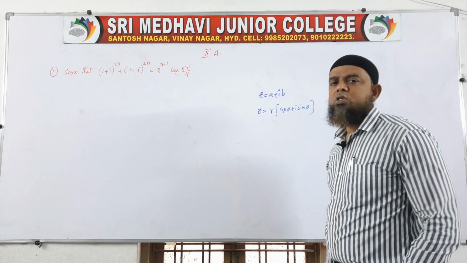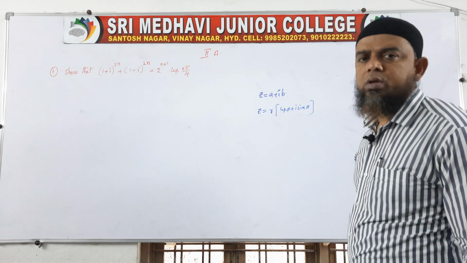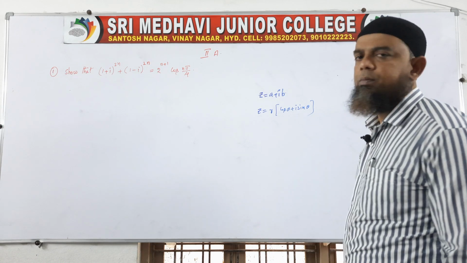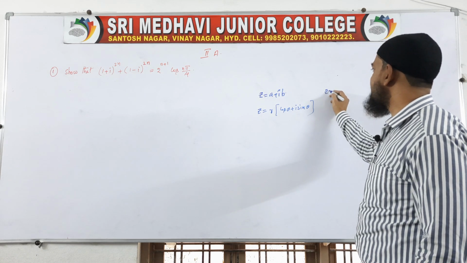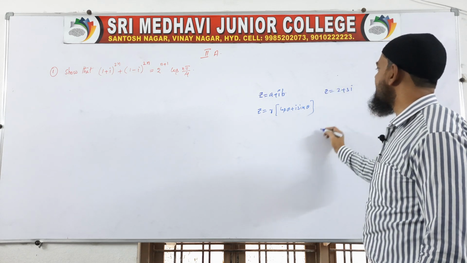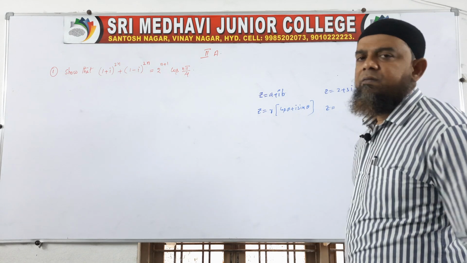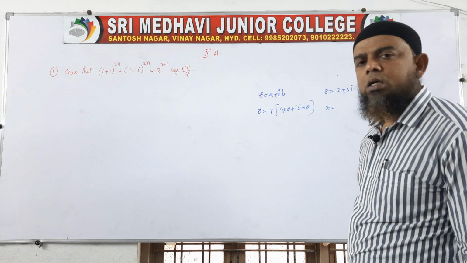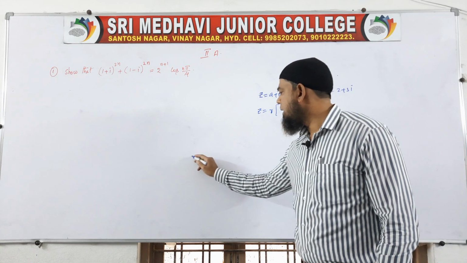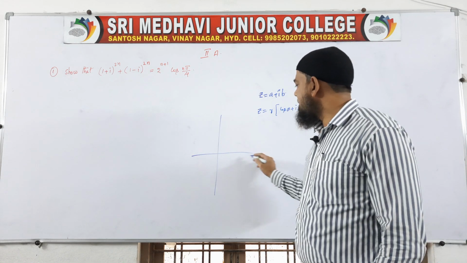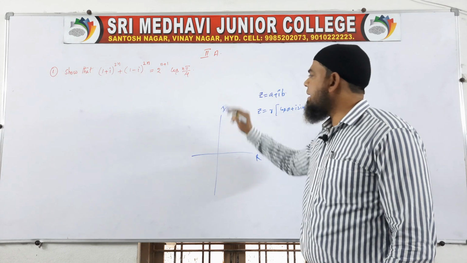Both are same. Visually these are looking different, but both are same. I will show you the example also. Z is equal to 2 plus 3i, I am taking. Then what is the answer? That we will find out through the diagram. See, in an Argand plane it is a real line and it is an imaginary line.